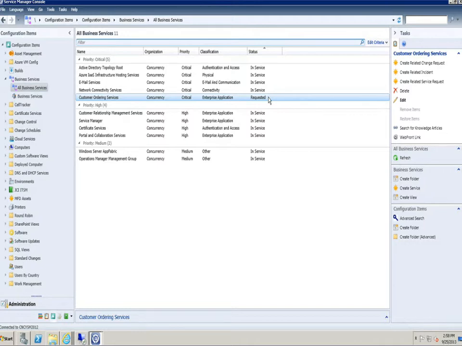So when we go into this in further detail, we'll be talking about what the service design package looks like to capture a lot of this information.